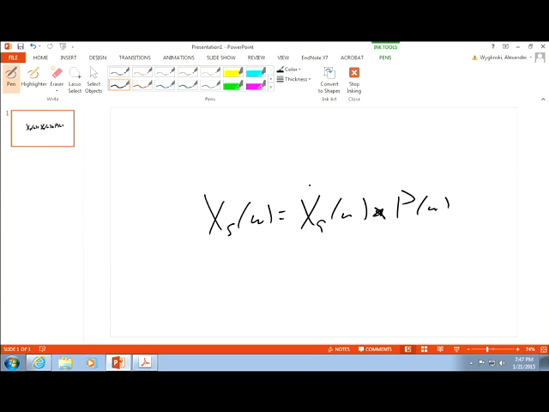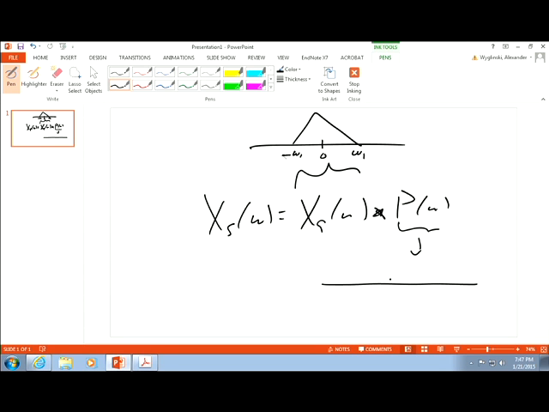So graphically, what does this look like? Suppose this one looks like this, your generic waveform from minus omega 1 to plus omega 1 and centered at 0. This one here is actually a train of deltas in the frequency domain, spaced out at 0, omega s, 2 omega s, 3 omega s, minus omega s, minus 2 omega s, and so on.